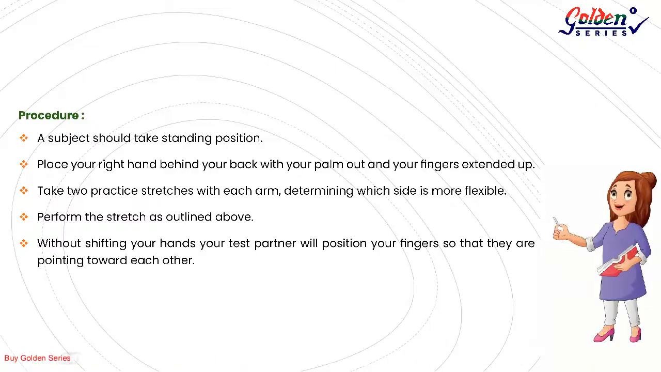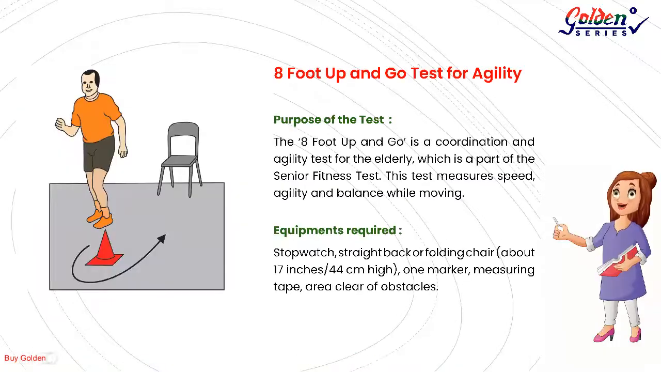Procedure. A subject should take a standing position. Place your right hand behind your back with your palm out and your fingers extended up. Take 2 practice stretches with each, then go to the 8 foot up and go test for agility.